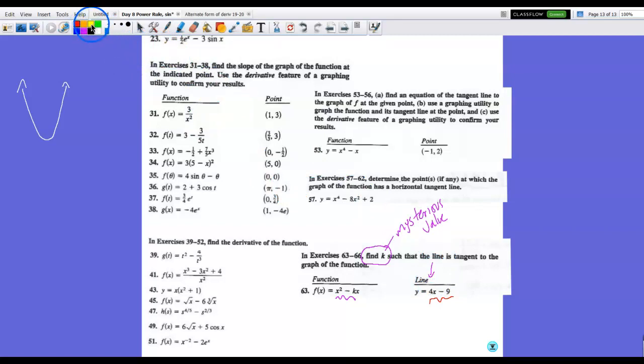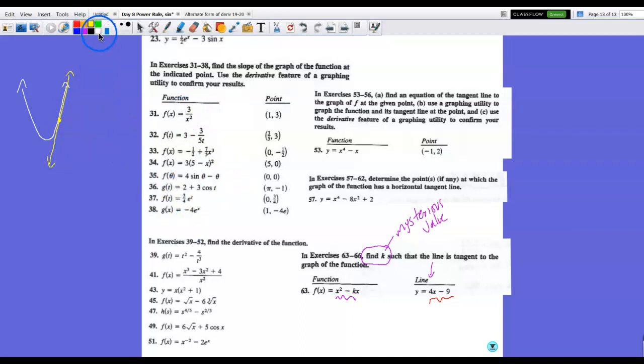So somewhere on this graph, this line, 4x minus 9, is tangent. Again, that's a random selection. I just selected a point. That yellow line is tangent to that curve. Well, what does that mean?